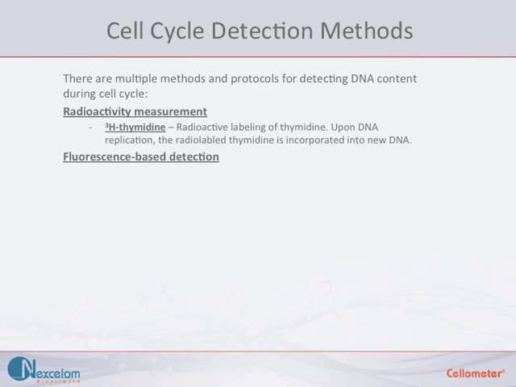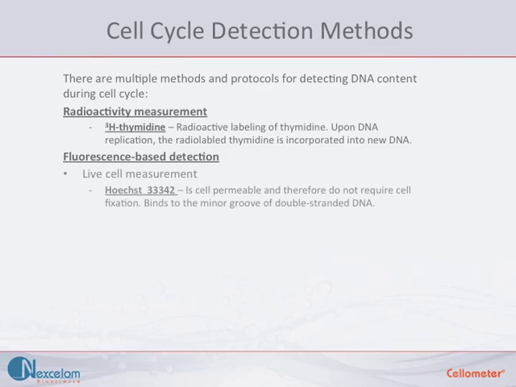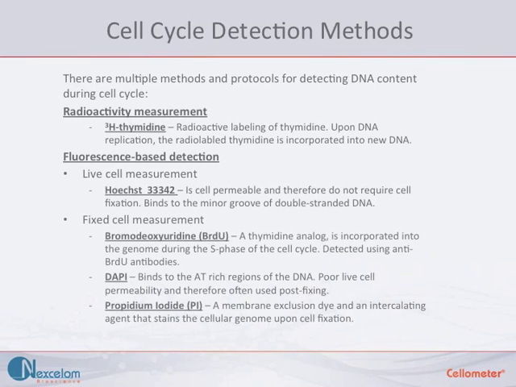Fluorescent-based detection methods can be performed on live or fixed cells. Because Hoechst 33342 is cell permeable, it is able to bind to the double-stranded DNA in live cells. There are multiple fluorescent-based detection methods for fixed cells. One is using BrdU, or bromodeoxyuridine. BrdU is a thymidine analog and is incorporated into the genome during the S phase of the cell cycle. Fluorescently labeled anti-BrdU antibodies are then used to detect the incorporated BrdU. Another is DAPI. Because DAPI has poor live cell permeability properties, it is most often used post-fixing.